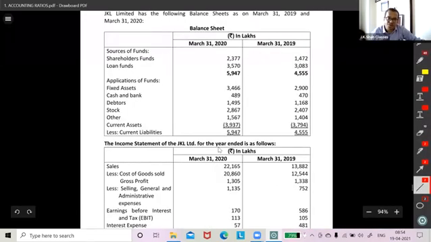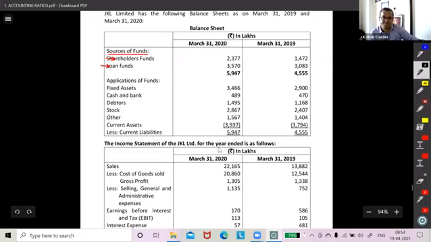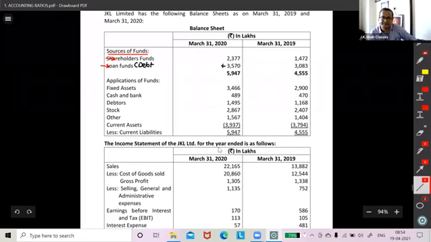See, sources of funds we all understand. What is that? That is shareholder funds plus loan funds. Loan funds means debt. So this plus this. Let me put a line over here. Guys, this is debt plus equity, no?